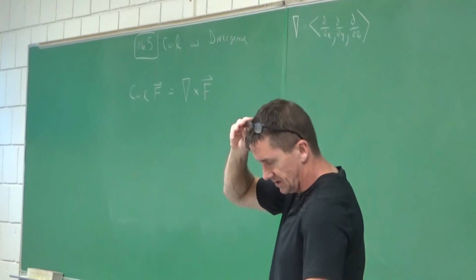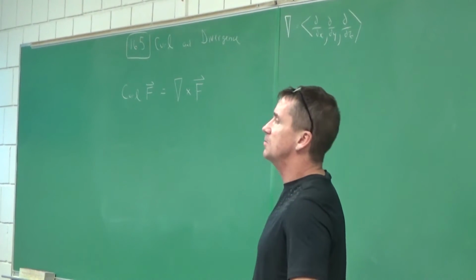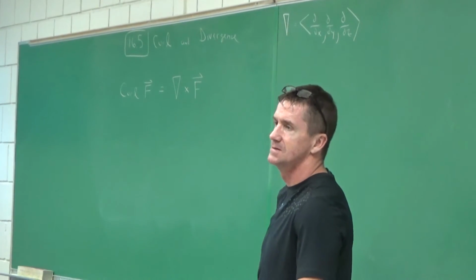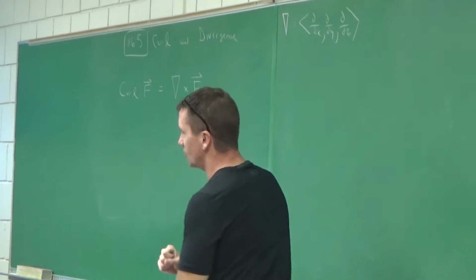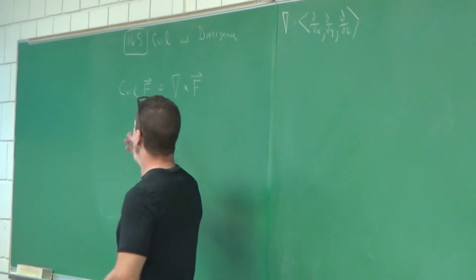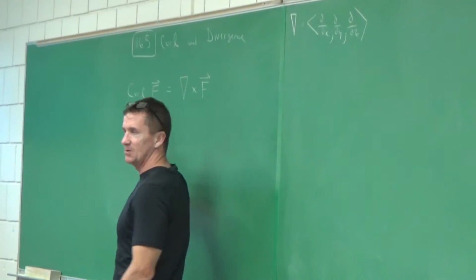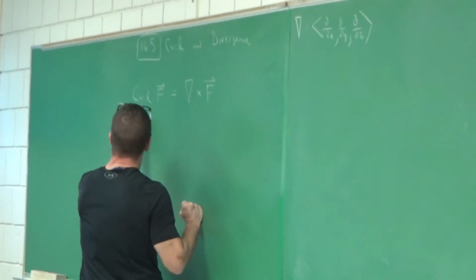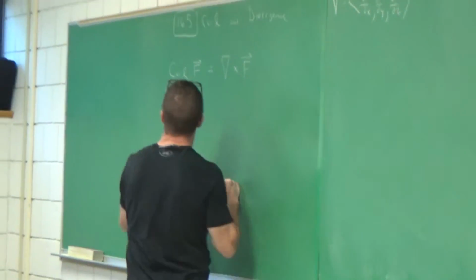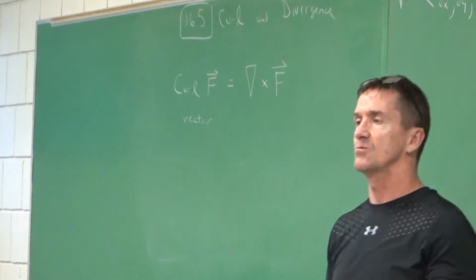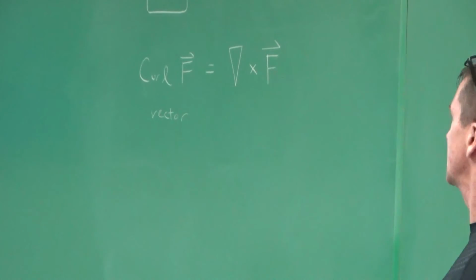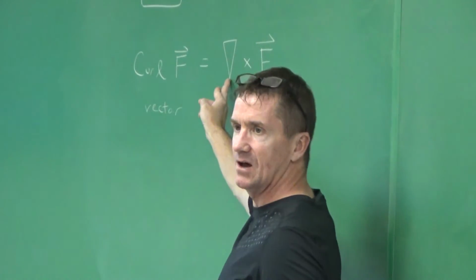So today we'll cover 16.5, curl and divergence. We'll start with the curl of a vector. And so the curl of a vector is a vector. I have to point that out. The curl of a vector field will be a vector. It's defined as del cross F.